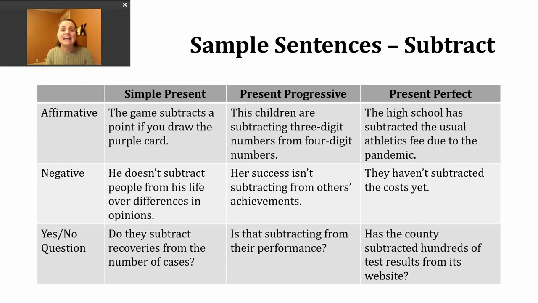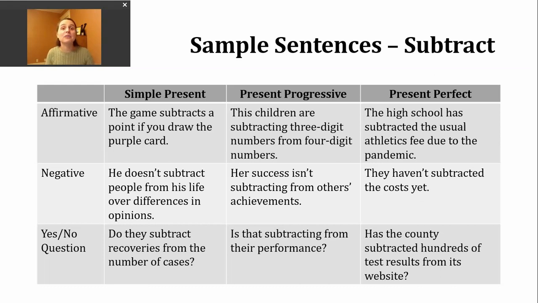The last thing we're going to look at in the present progressive is our yes or no question. To form this, we'll start with a present form of be, then we'll have our subject, and then the ing form of the verb. Is that subtracting from their performance? And here, that isn't really specific, but it might be a certain behavior. And again, this connects back to that meaning of diminish.